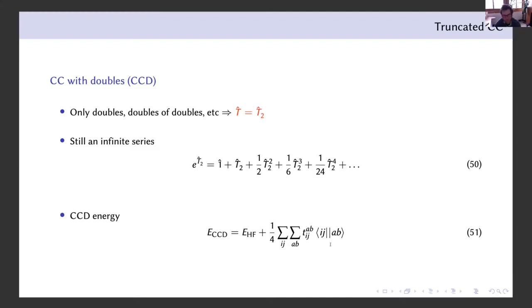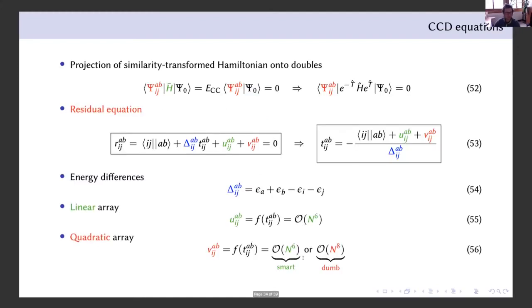Now I'm going to show you how I can design an algorithm to compute that energy, let's say, as efficiently as possible, at least simply. So what I need to do is find an expression, equations, to be able to find the value of the amplitudes.